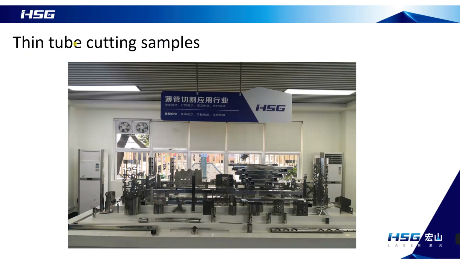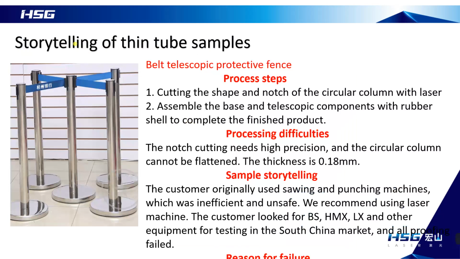Then we take a look at one of our thin tube cutting samples. Similarly, we also have a story here. It is a belt-type retractable guardrail. This kind of guardrail can often be seen in dining halls, hotels and banks. Its technological steps: firstly, use the laser to cut the round column shape and its groove. The second step is assembling the base and expansion belt.